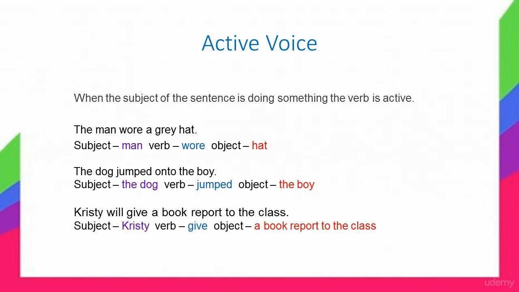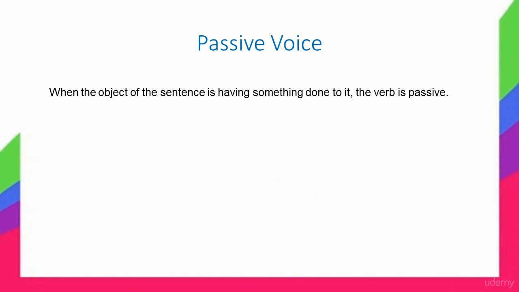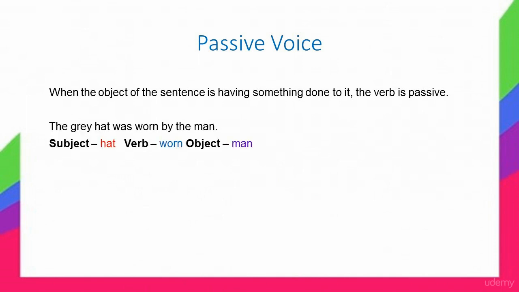Christy will give a book report to the class. The subject is Christy, the verb is give, and the object is a book report to the class. The passive voice is when the object of the sentence is having the action done to it, then the verb is passive. The grey hat was worn by the man.